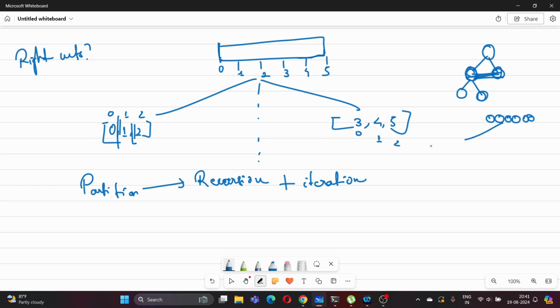Now you can dissect it at any point, right? Let's say I make a choice to dissect it at the first one, then 1 2 3 4 5 is present. I also have a choice to dissect it at the second point, 3 4. I also have a choice to dissect it at the third point, like this. So you have to iterate over each of these points, and that's why it becomes more interesting. Partition is basically recursion plus iteration.